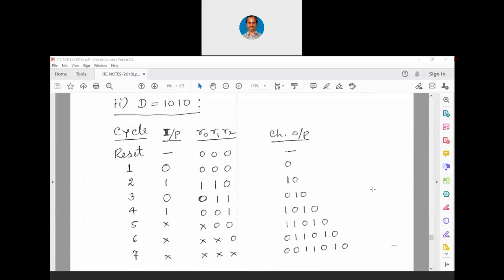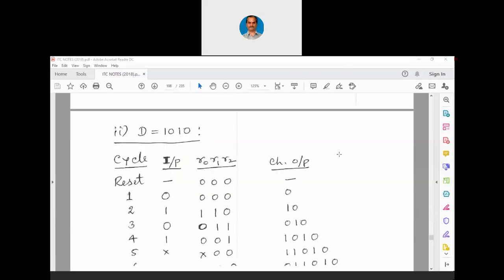Let us see the next example, that is 1010. When input is 1010, then LSB should come first. So that way it is coming. This is that 0 coming. Then this 1 is coming. That way next is that 0 coming, next is 1 coming. So when this first 0 is coming, initially it was all 0 0 0. Then we have again 0 0 0. Then that 1 is coming as the input now. So we will have the contents of R0, R1, R2 as 110.